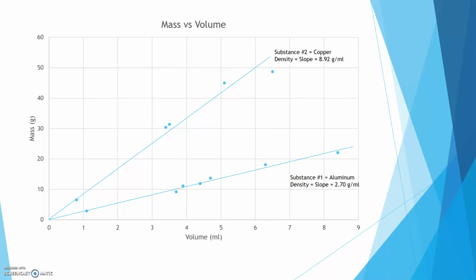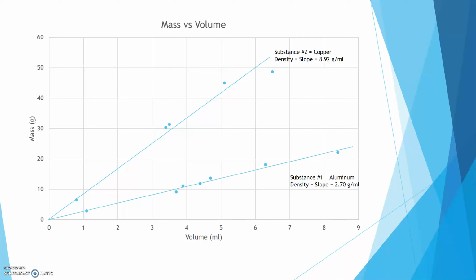So let's look at substance number 1. And in lab, we identified substance number 1 as being aluminum. When we look at the line that we draw on our graph and we calculate our slope, we come up with 2.70 grams per milliliter. And the slope of that line is equivalent to the density for aluminum because our mass is on our y-axis and our volume is on our x-axis.